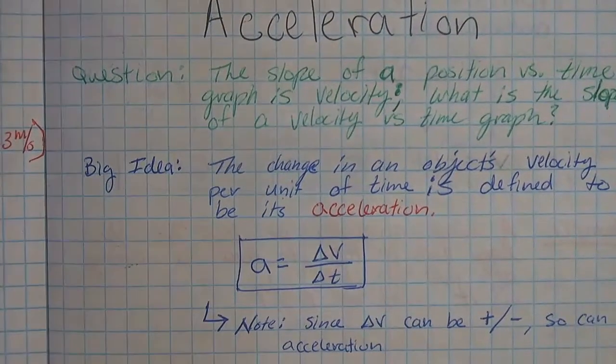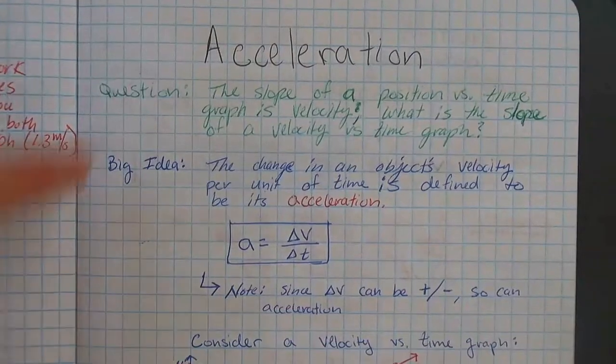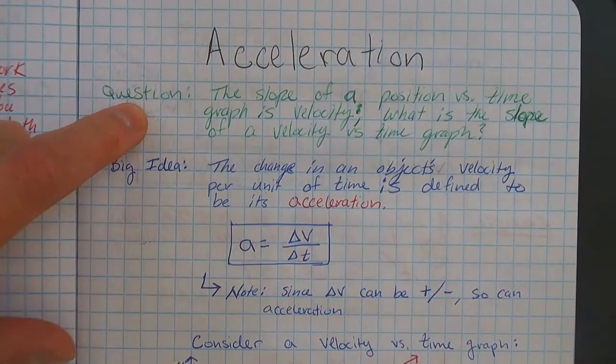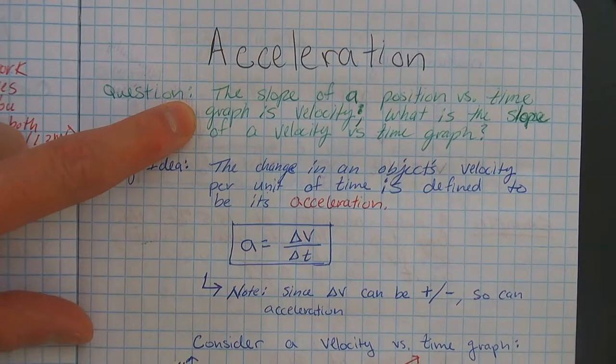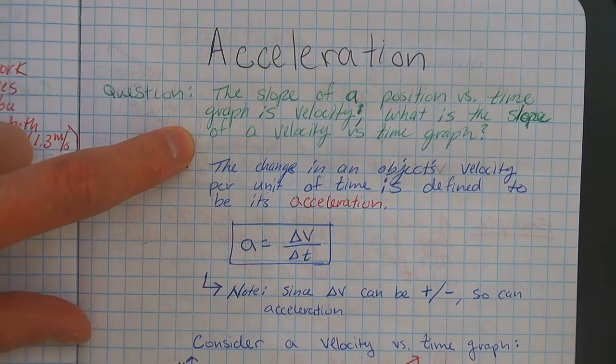All right. Hi, everybody. Today we're going to look at our notes for acceleration. The question that's leading these notes is: the slope of a position versus time graph is velocity, so what is the slope of a velocity versus time graph?